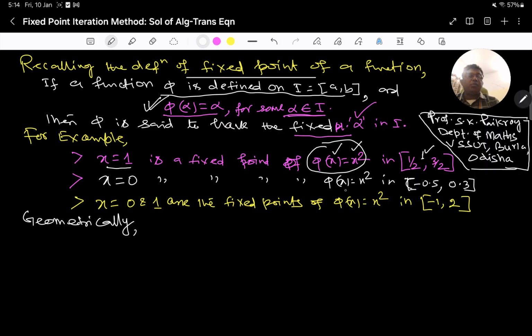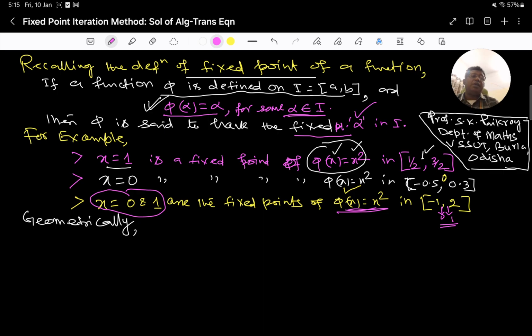Similarly, for that same function phi x is equal to x square, if I take the point 0 here, then phi of 0 is equal to 0, is it not? Now likewise, if I take 2 points here, you see both 0 and 1 are fixed points. So phi of 0 is 0, and phi of 1 is 1. So 0 and 1 both are the fixed points of phi x is equal to x square. So this is all about the basics of the fixed point.